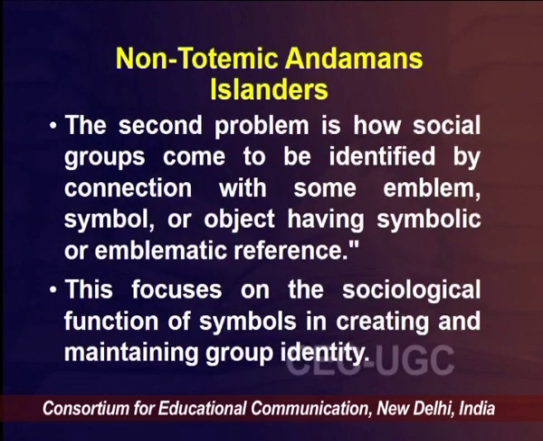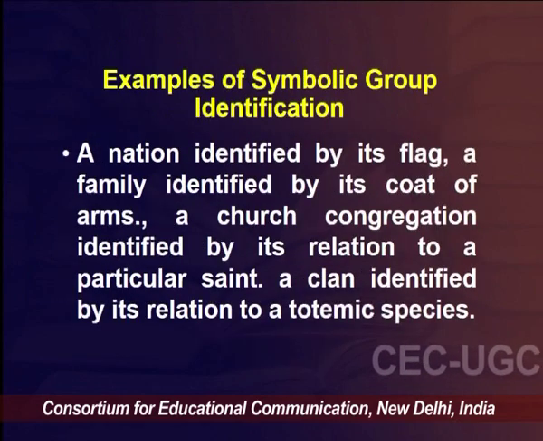The second problem is how social groups come to be identified by connection with some emblem, symbol, or object having symbolic or emblematic reference. This focuses on the sociological function of symbols in creating and maintaining group identity. He gives examples of symbolic group identification, a number of ways in which a particular group identifies with a particular object which is symbolic of the unity of that group.